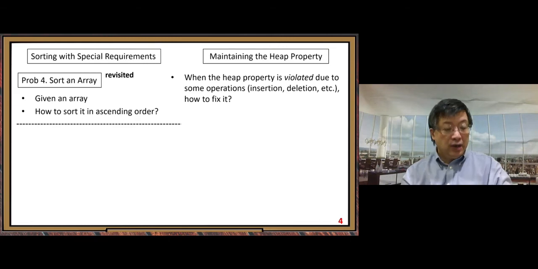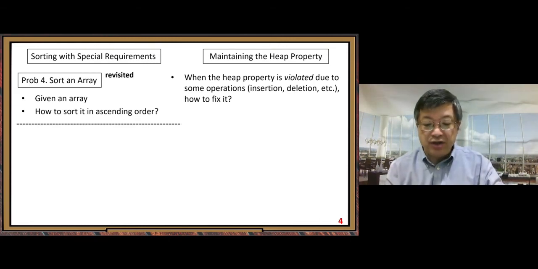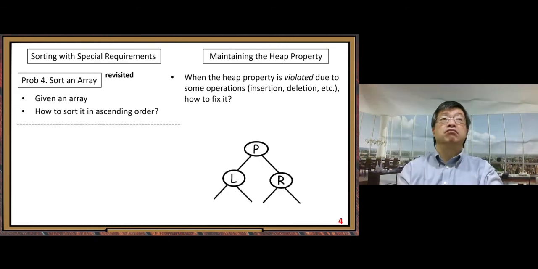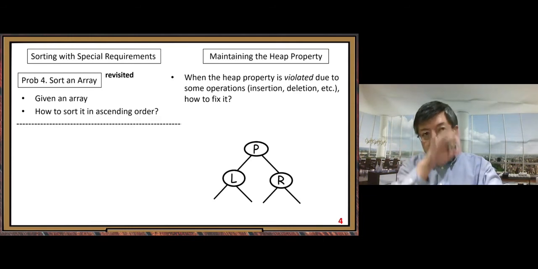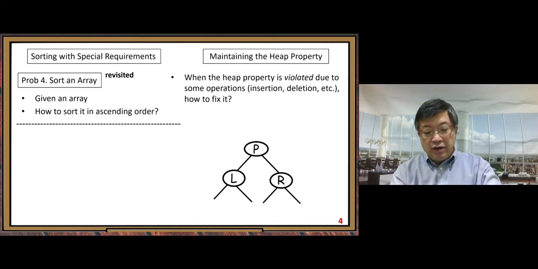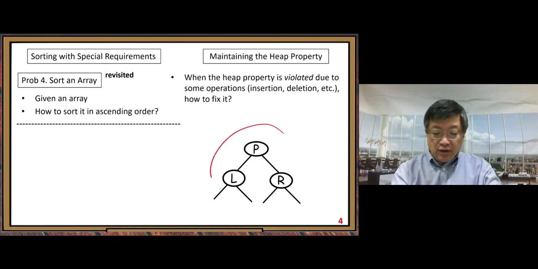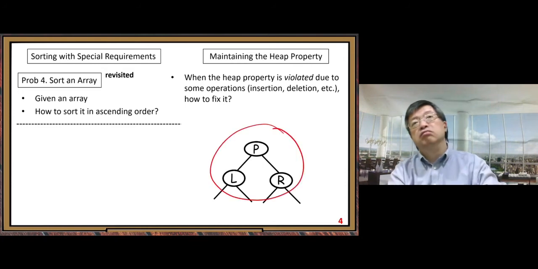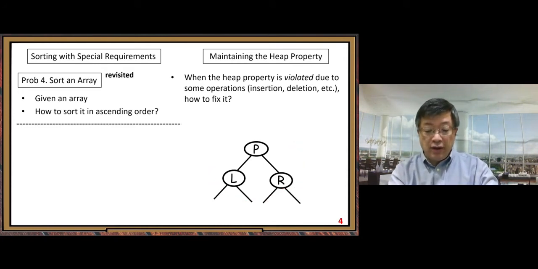For that reason, we need to consider this special operation. So we look at the typical portion in the heap: parent node, left child node, right child node. This is the typical representation.